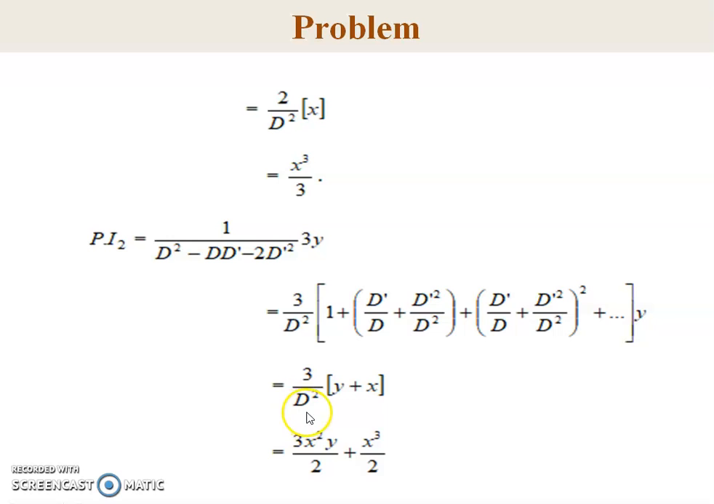Again, integrate this with respect to x twice. If we integrate this with respect to y, we get x squared by 2. If we integrate y twice, we get x squared by 2. Similarly, if we integrate this with respect to x, we get x squared by 2, then x cubed by 6, that is x cubed by 2.